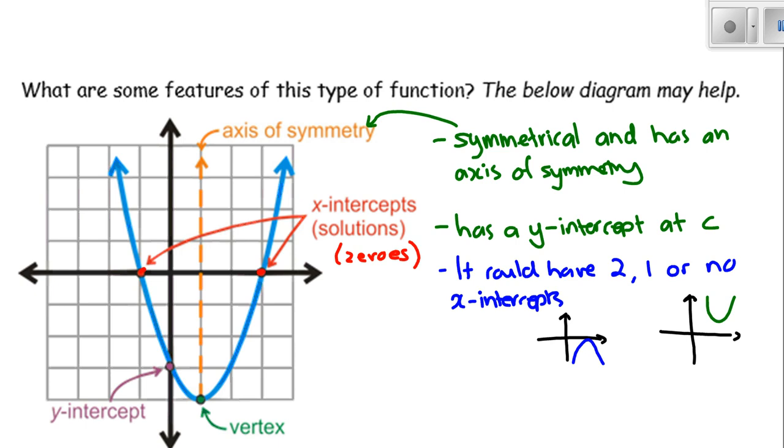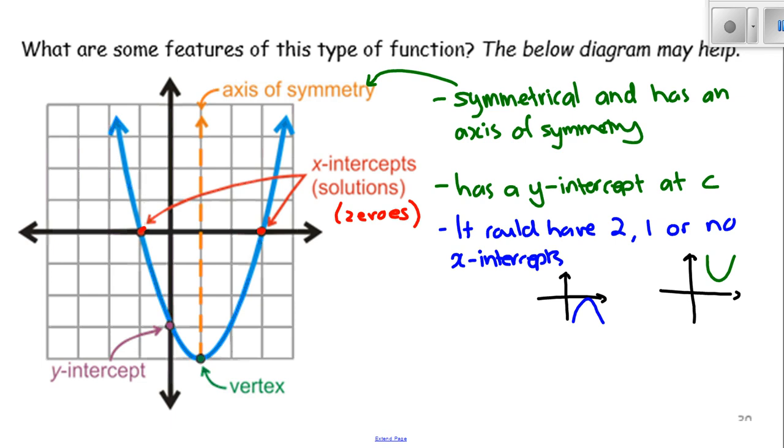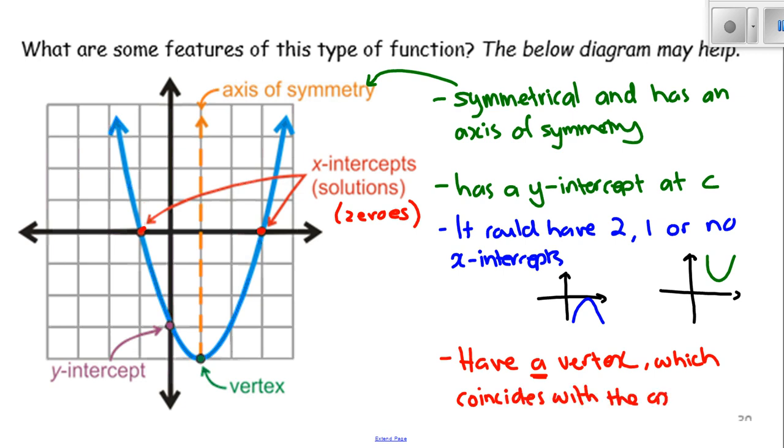Something else to do with these, they have a vertex. They have a vertex, not two turning points, they just have one turning point. They have a vertex which coincides with the axis of symmetry, meaning that the x-coordinate of the vertex is the same as the axis of symmetry.